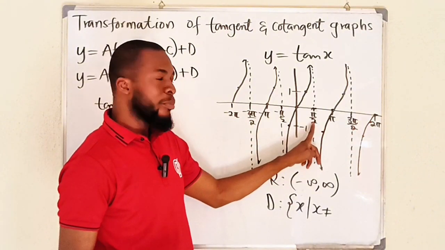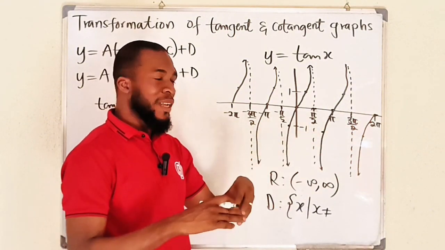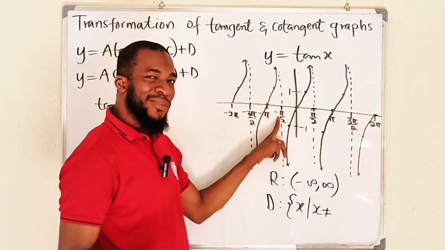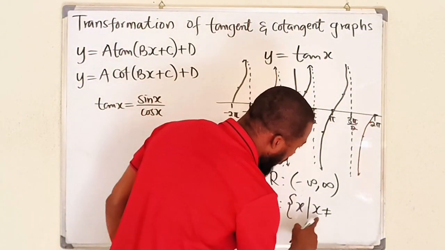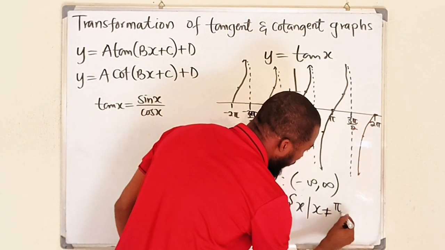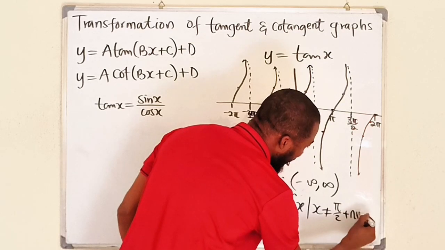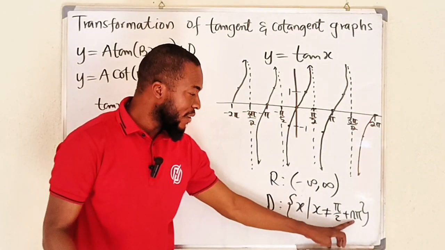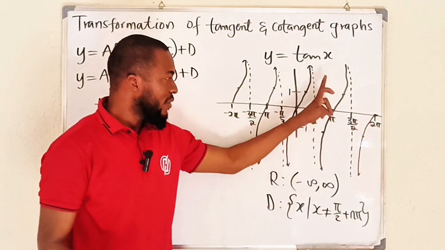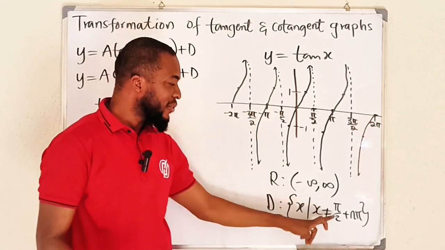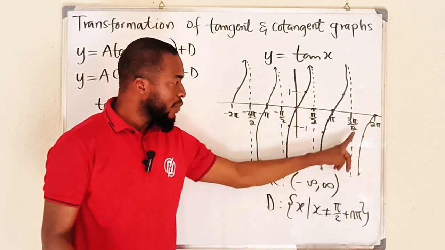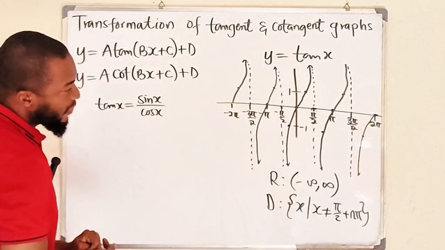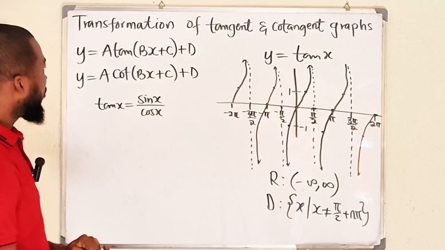But if you observe, from pi over 2 to 3 pi over 2, we have an addition of pi. If you come back from this point to this point, you have a subtraction of pi. So it means all x except pi over 2 plus n pi, where n is an integer. It could be negative or positive, right? Assuming it is 0, you have 0 times pi, so at pi over 2 we have an asymptote. If it is 1, it becomes 3 pi over 2. So this is the domain and this is the range for tangent. Now let us look at cotangent.